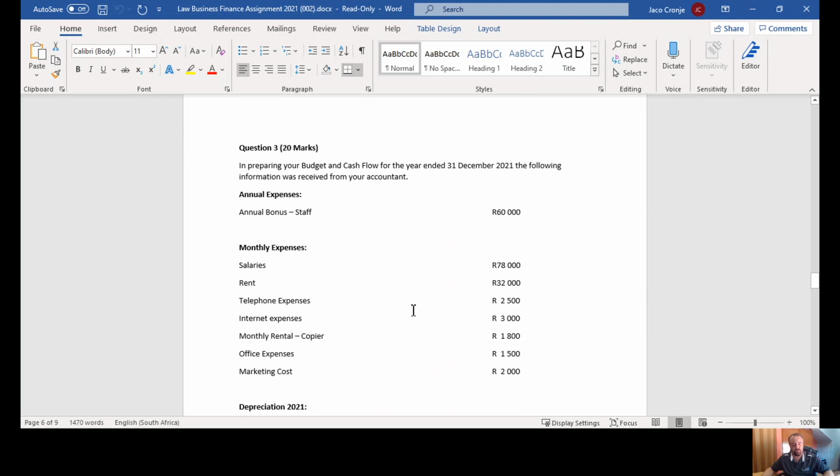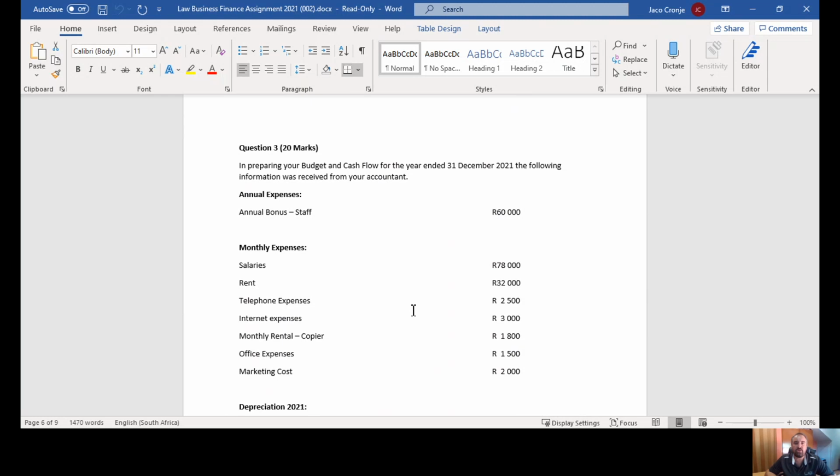Okay, let's have a read through. What have we got here? In preparing your budget and cash flow for the year ended 31 December 2021, the following information was received from your accountant. We have an annual expense for bonuses, for staff bonuses.